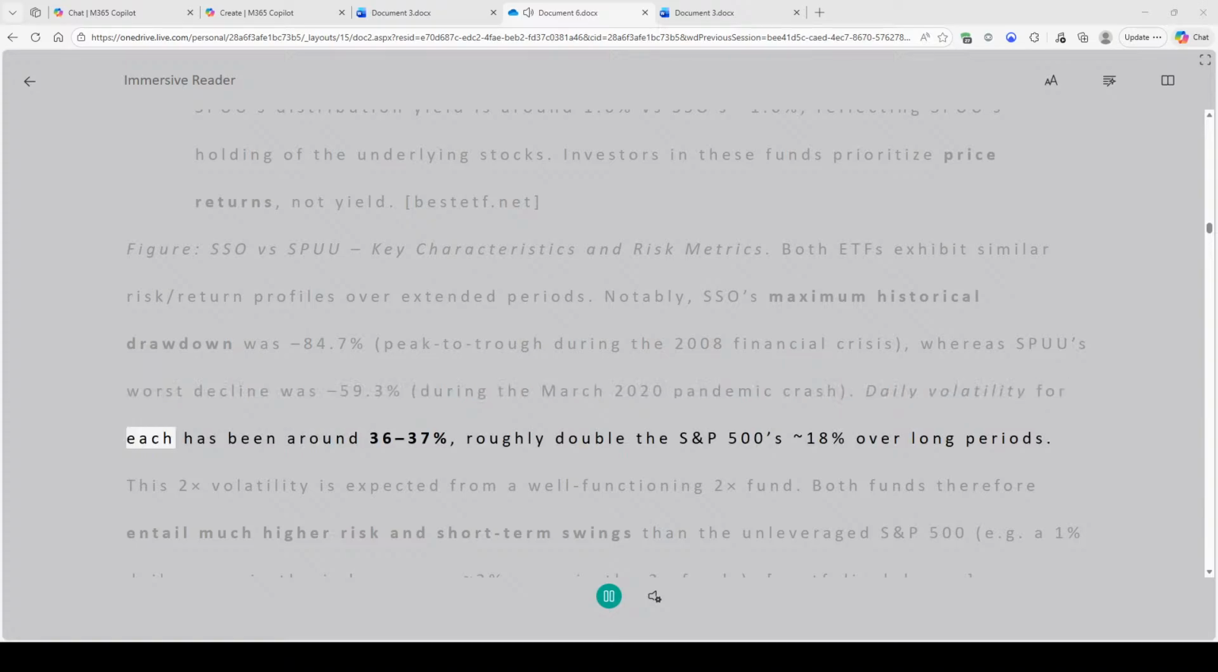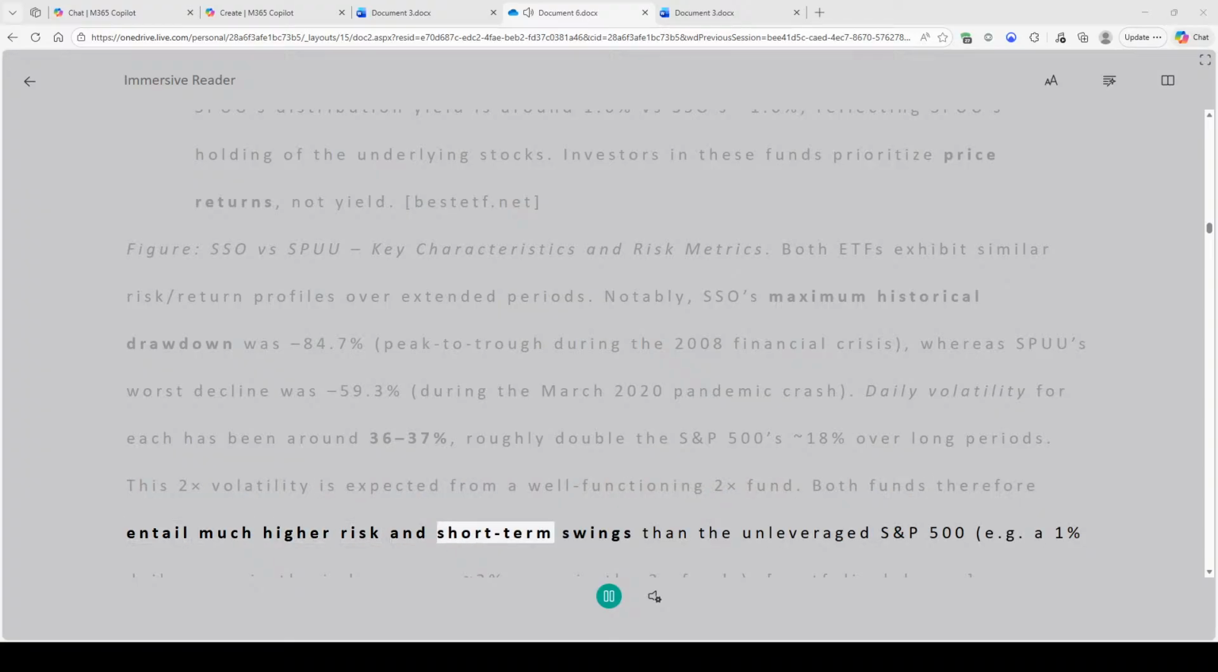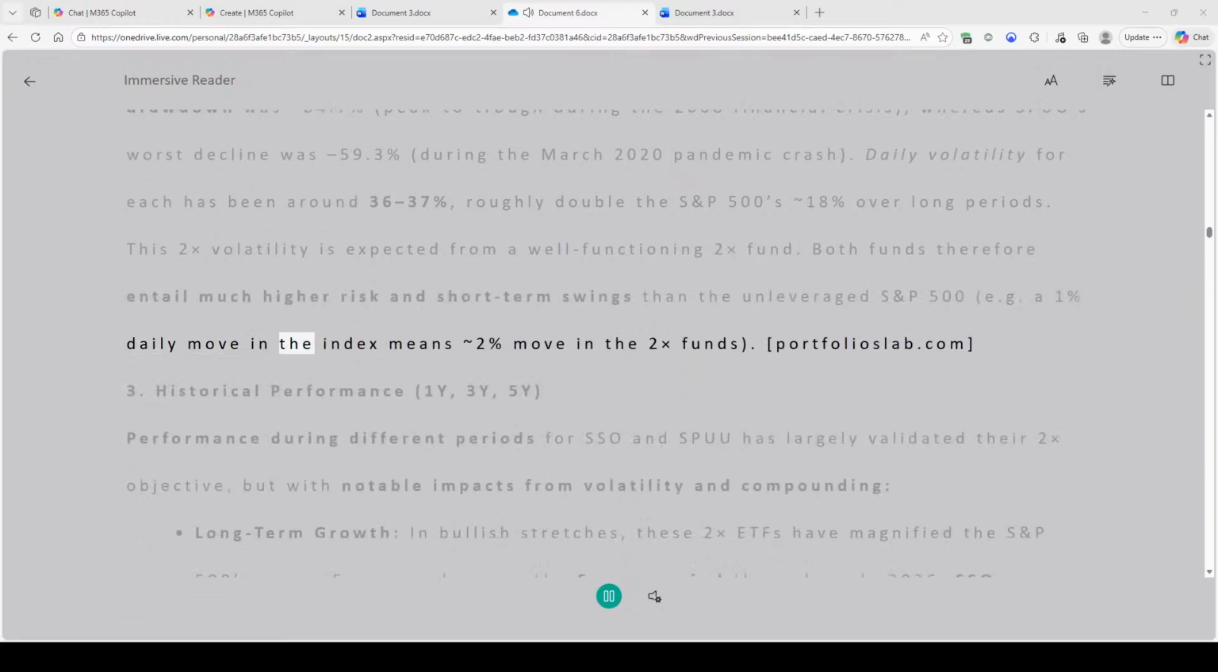Daily volatility for each has been around 36 to 37%, roughly double the S&P 500's 18% over long periods. This 2x volatility is expected from a well-functioning 2x fund. Both funds therefore entail much higher risk in short-term swings than the unleveraged S&P 500, e.g. a 1% daily move in the index means a 2% move in the 2x funds.